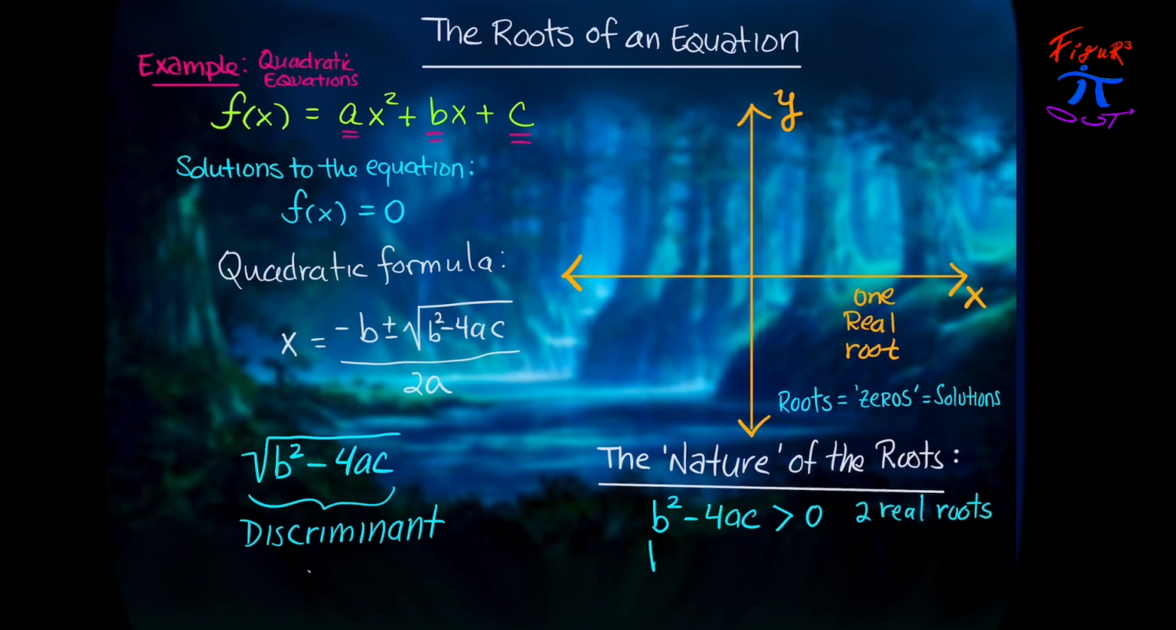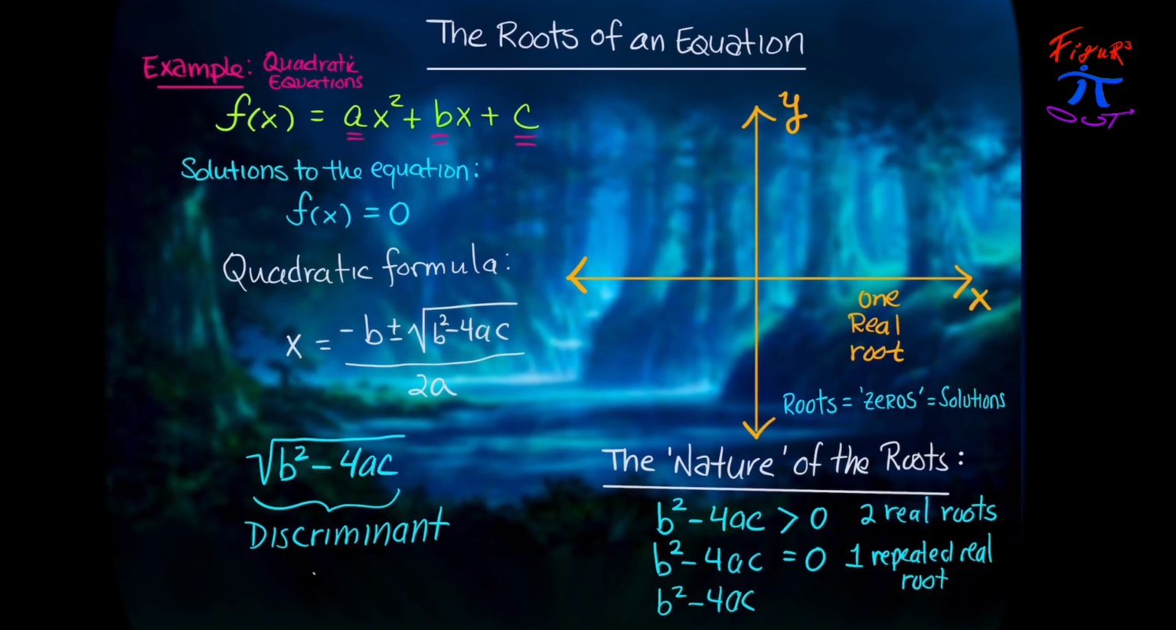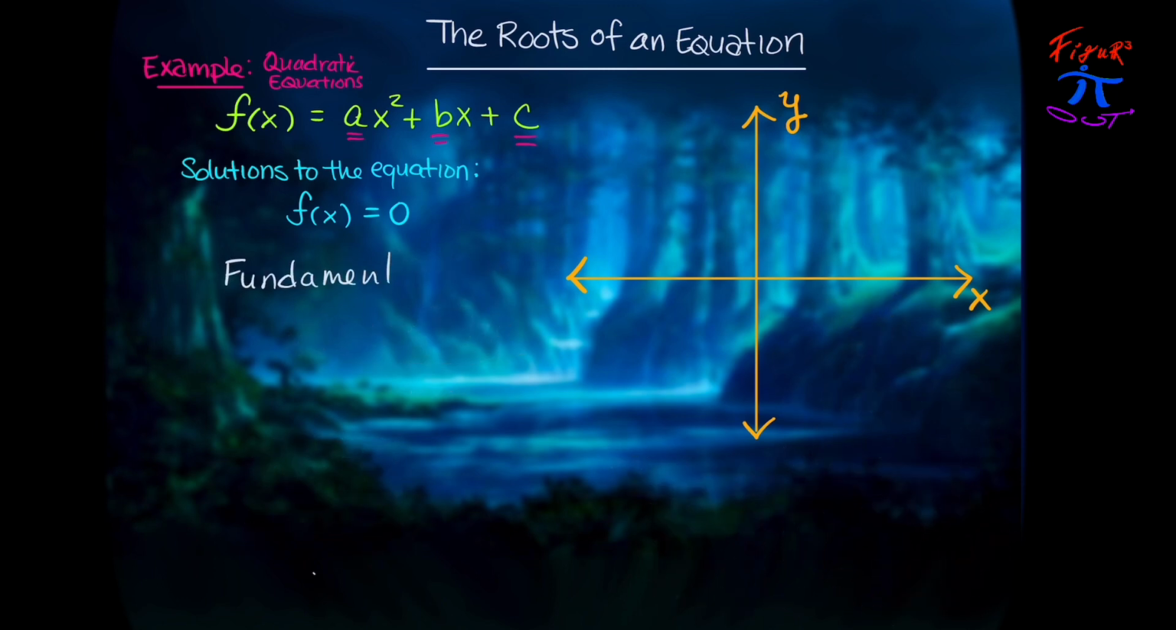And that value that we calculate, if it happens to be positive, indicates that there'll be two real roots. If that discriminant is equal to 0, we'll have exactly one real root, and if it's negative, we'll have two complex roots, and that's because you'll have a negative number under the square root.